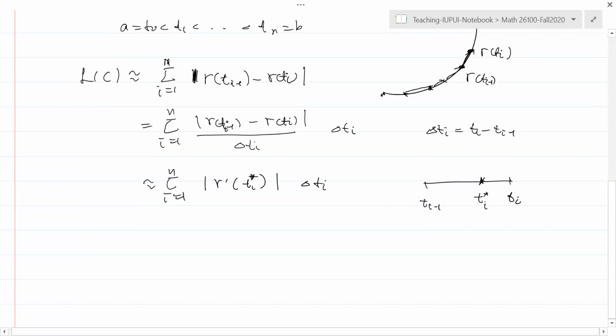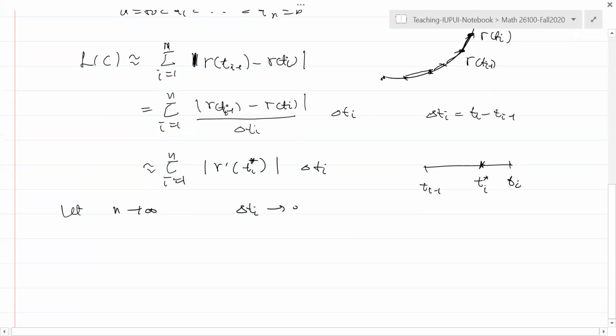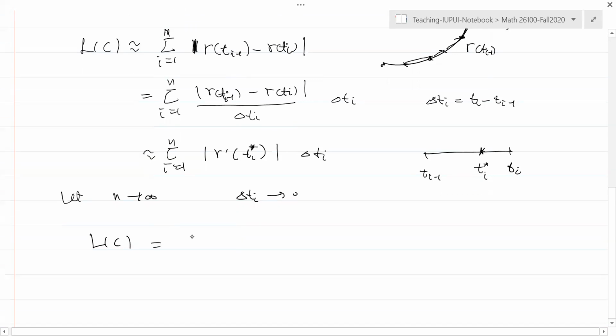Then you take the limit, and let n go to infinity, so delta t_i goes to 0. Then the sum, the Riemann sum, has a limit. That limit is denoted by this integral. So this is how we get the formula using a calculus idea. In the book, it's not mentioned.